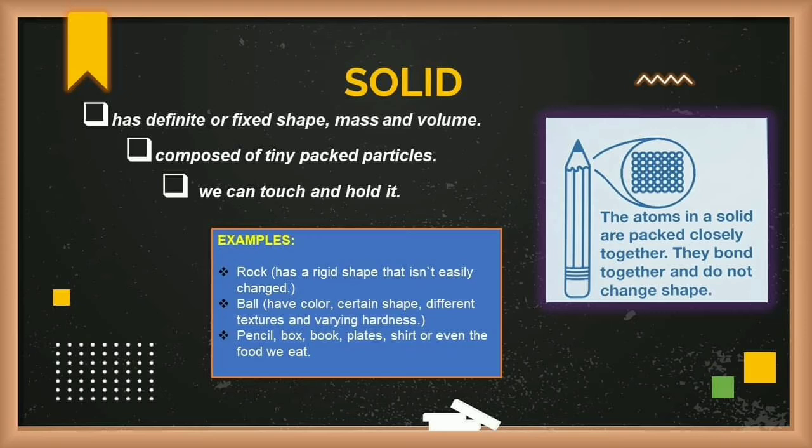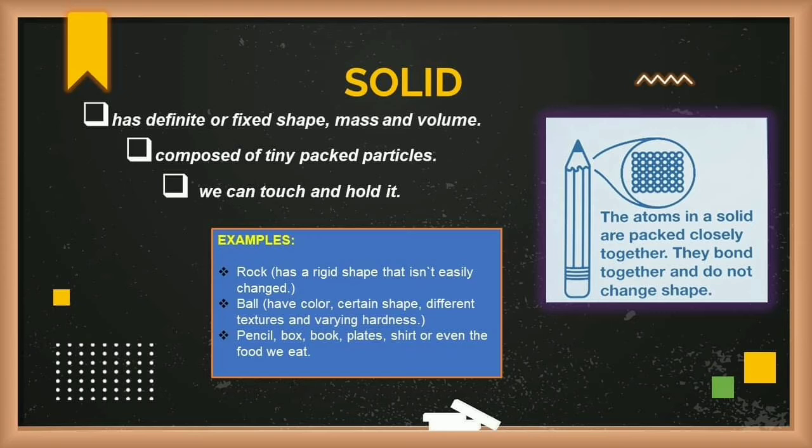For example, rocks are solid as they have a rigid shape that isn't easily changed. Another is a ball. A ball has color, a certain size and shape, and when we touch them, they have different textures and varying hardness. If we look around our house, we can see, touch, and hold a lot of solids. We can touch the walls, televisions, tables, and even the food we eat. So another characteristic of a solid is we can touch and hold it.